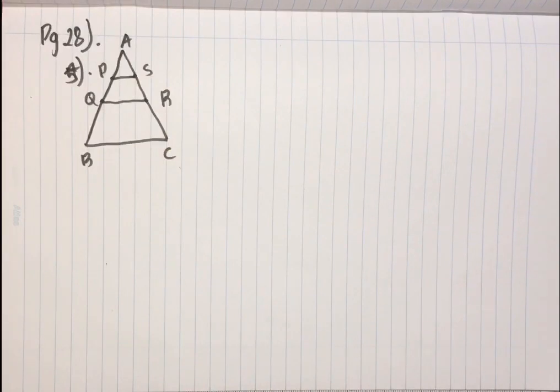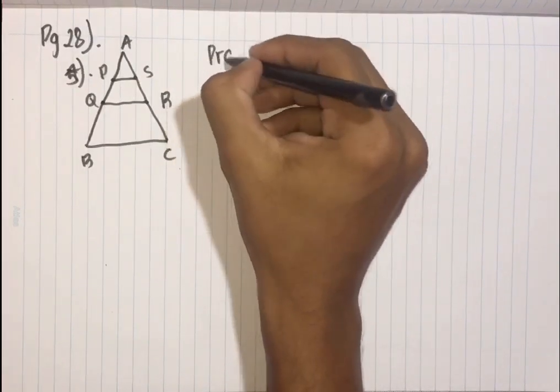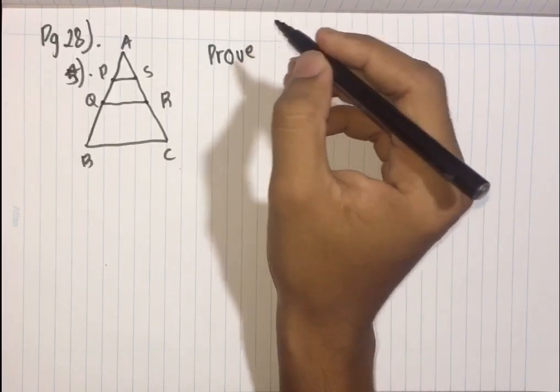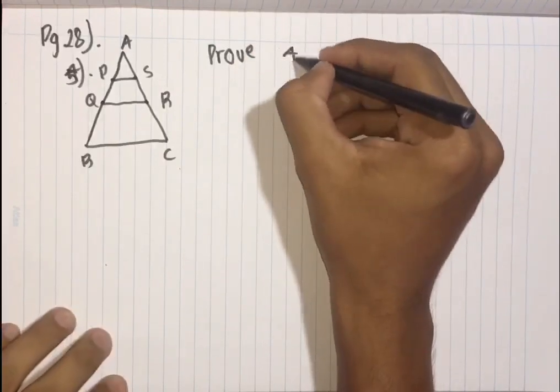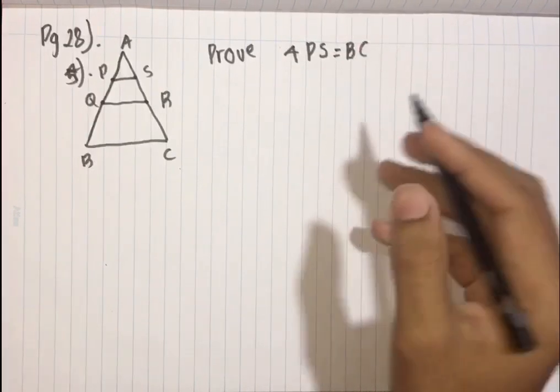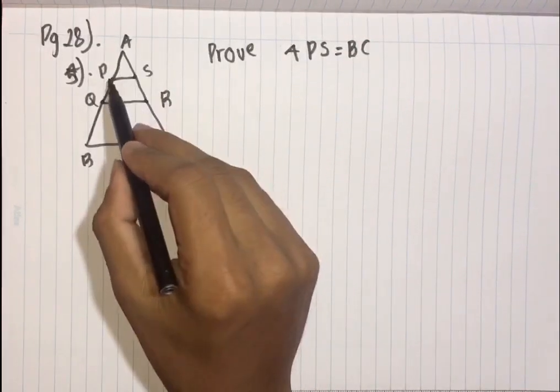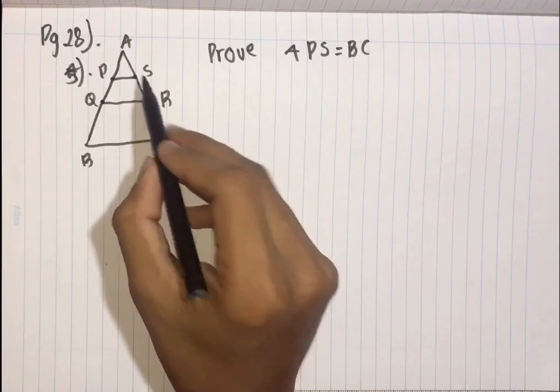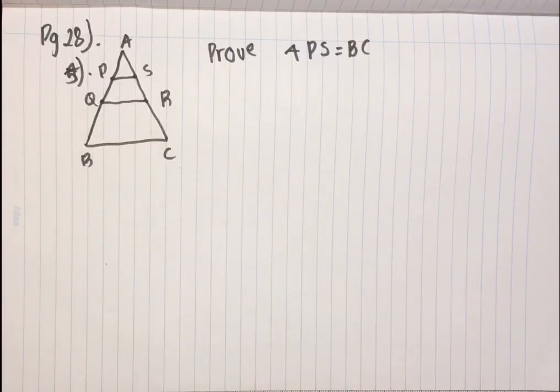Okay, you have to prove that 4 times PS is equal to BC. Okay, this looks very simple. Just you have to use the theorem only.